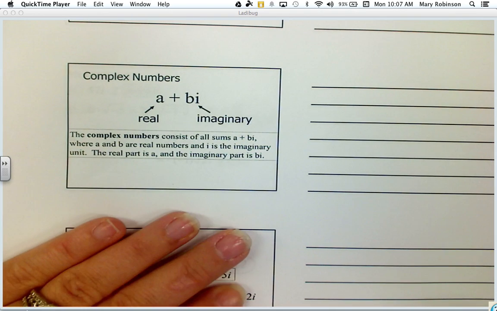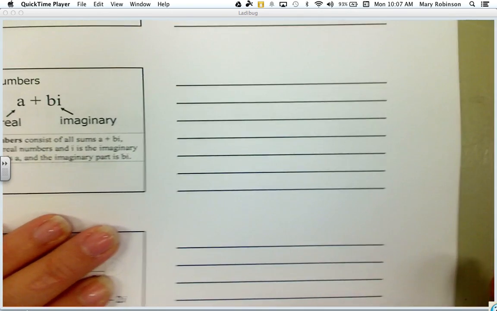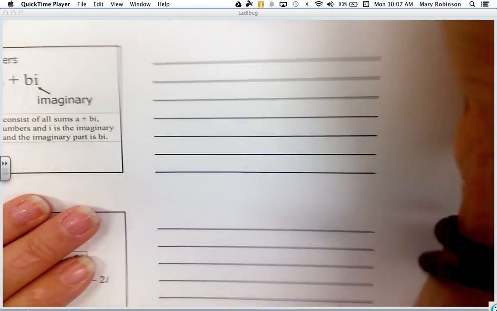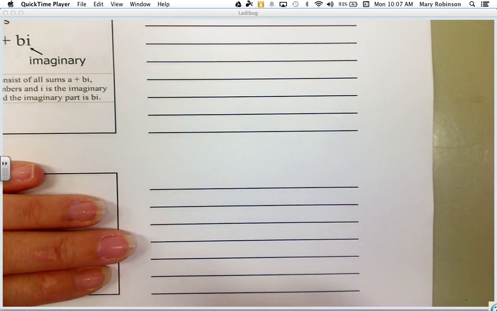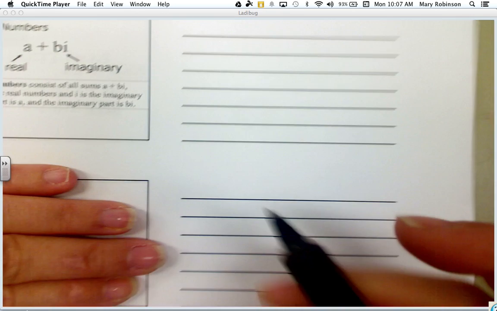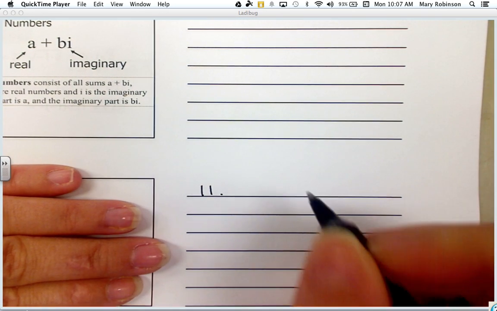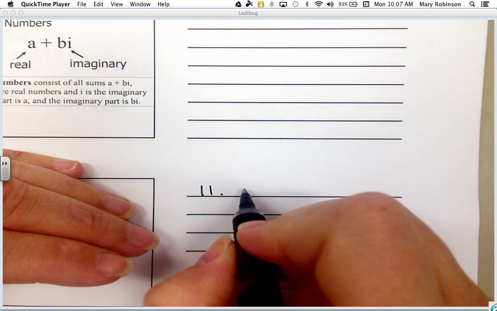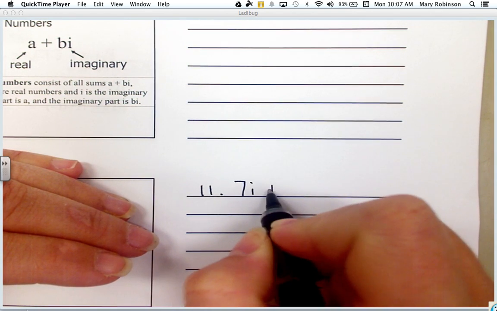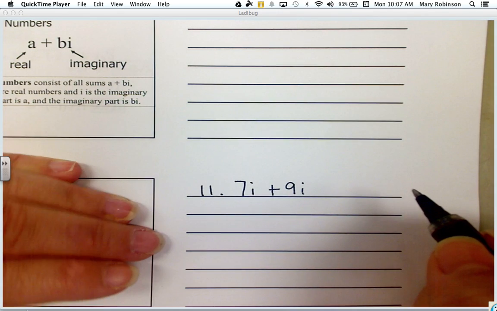So what we're going to go ahead and do now is work on adding and subtracting imaginary numbers. So I'm going to pick up with number 11 because the last video, if you watched my video instead of Mr. Davidson's, the last problem we did was number 10. So let's take a look at adding 7i plus 9i.